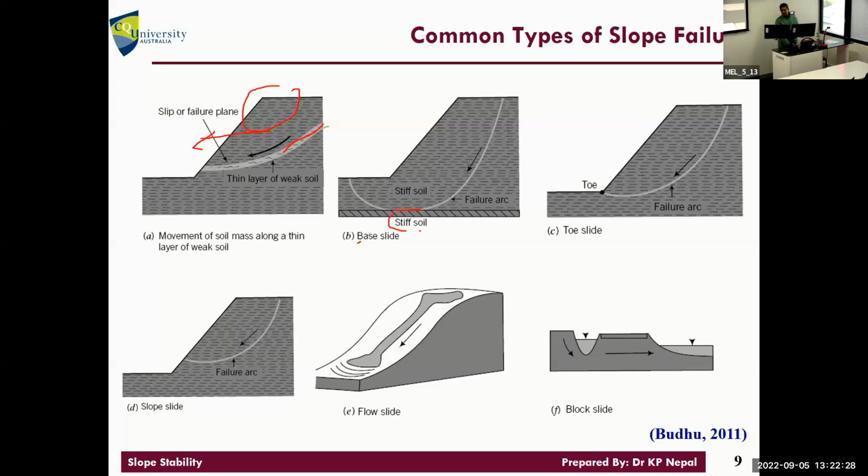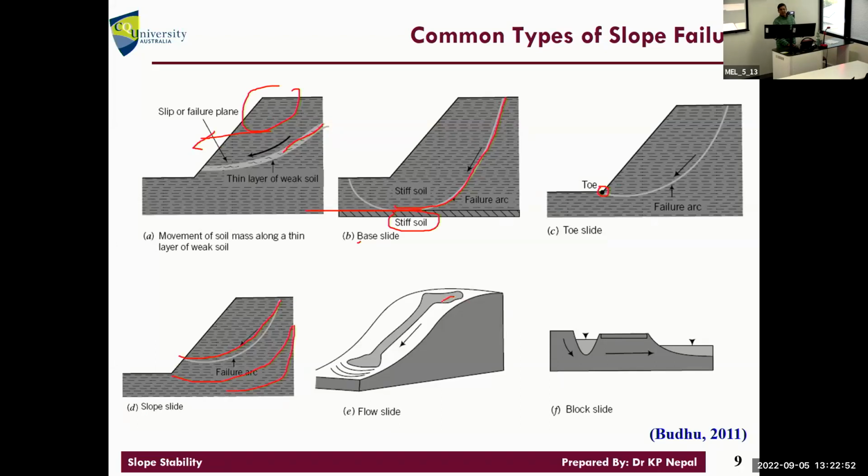Sometimes it fails from the base. You see, very strong soil underneath, and then there is a boundary. It fails along the boundary. Sometimes the failure passes through the toe of the slope. Sometimes, within the slope, it doesn't come all the way down or doesn't reach the foundation, and there's a flow slide.